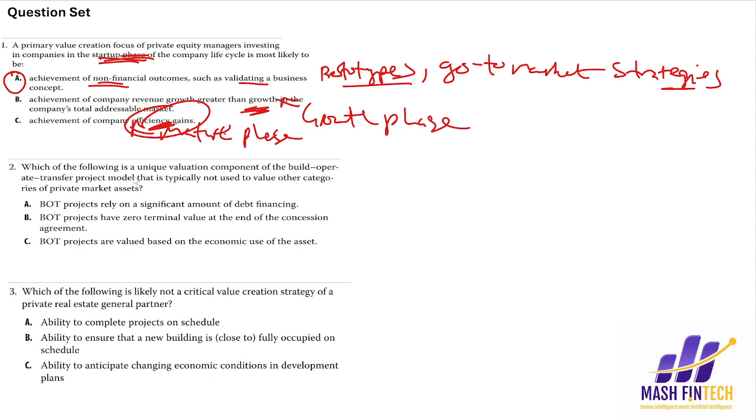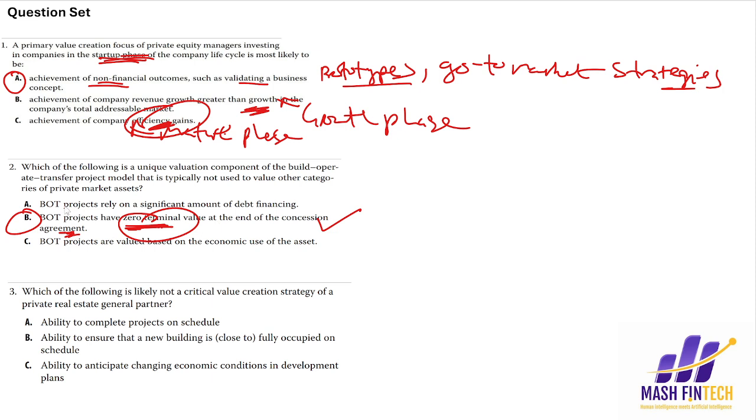Straightforward. Which of the following is a unique valuation component of the build, operate, transfer project model that is typically not used to value other categories of private asset? So this also is quite straightforward. The answer is B. Build, operate, transfer projects have zero terminal value at the end of the agreement. So this is important to note. There's zero terminal value at the end.